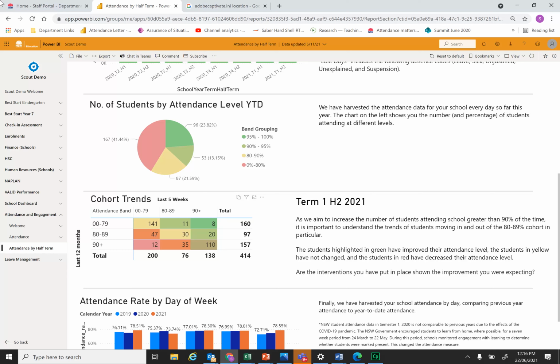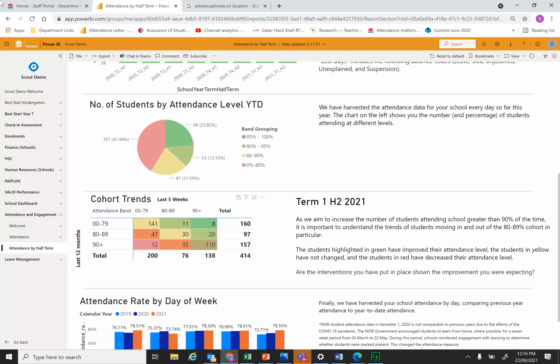Okay, if we come down to the next report, this is really a powerful report, but it takes a little bit to read it. I suggest you start with this bottom line, which shows 414 students. Now remember, because this relates to attendance targets, it excludes kindergarten, 11 and 12, and so many high school principals would look at that straight away and think it was an error, but that's your 7 to 10 students only. We've then got 138 students that are sitting in the 90 plus range, 76 according to this that sit 80 to 89, and 200 that are sitting in the 0 to 79 range.